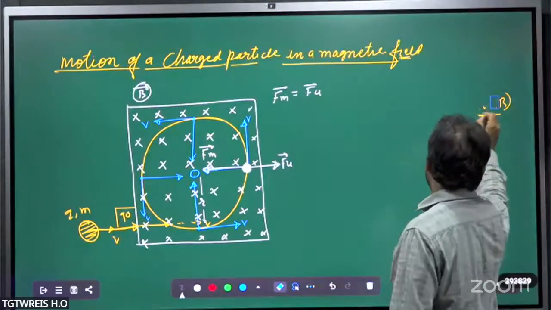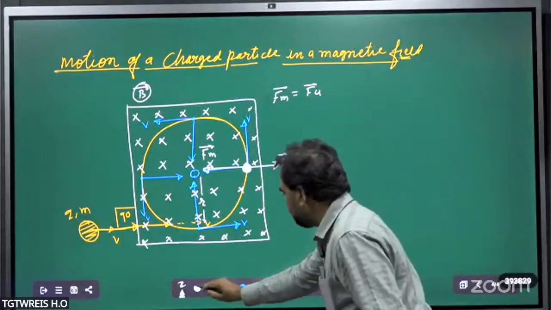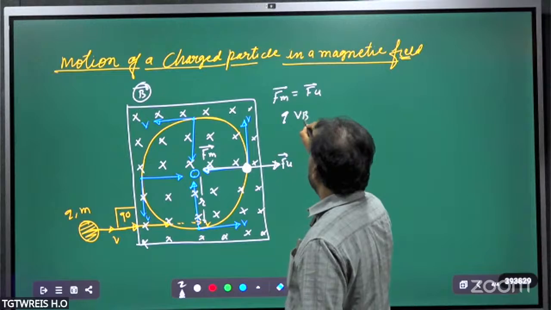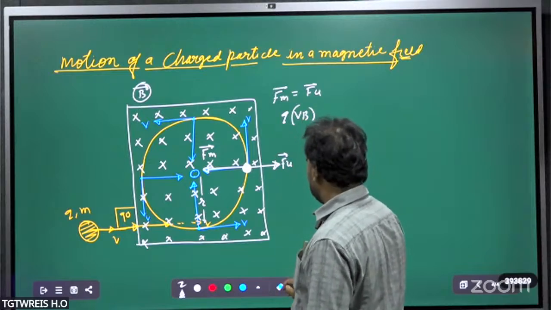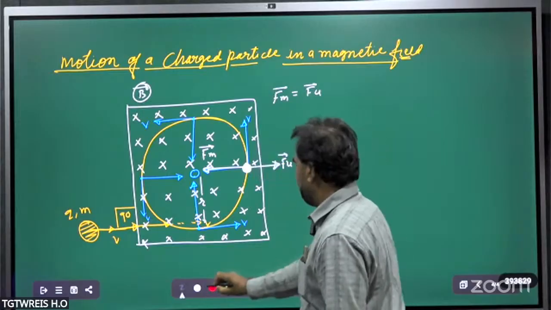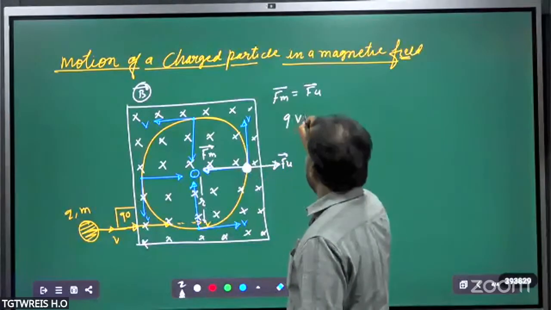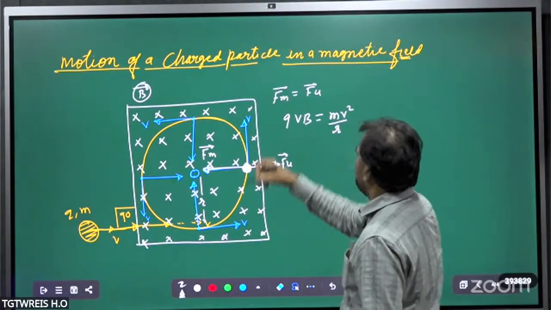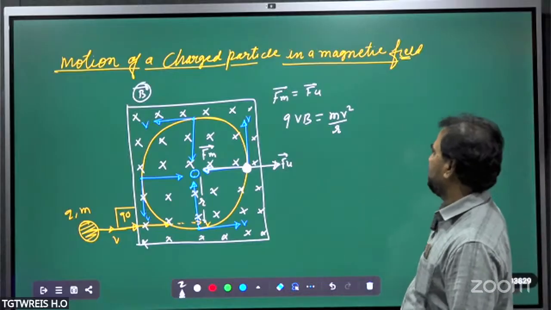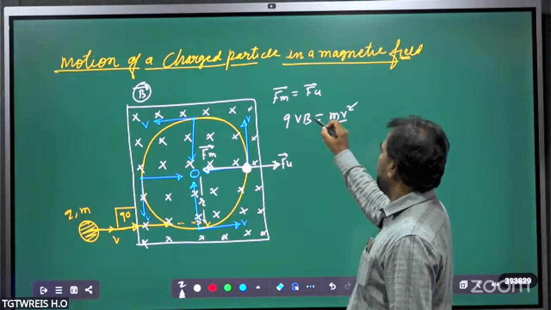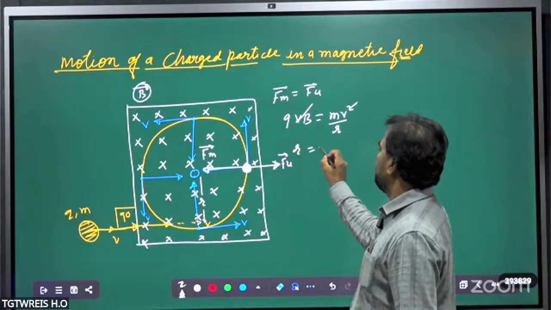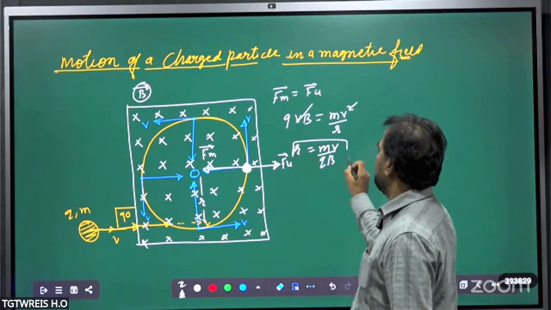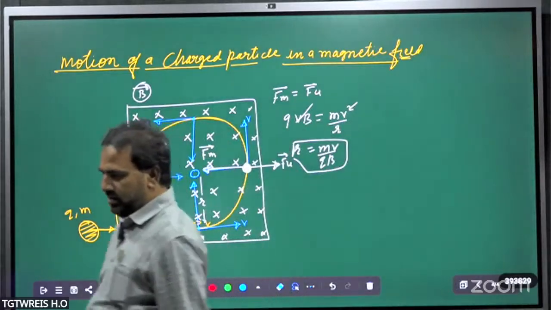Therefore, what is the magnetic force? F is equal to QVB, which we already know. QVB is equal to mv square upon r, since the centrifugal force is equal to mv square upon r. On both sides, what will get cancelled out? V will get cancelled out. Therefore, r is equal to mv upon qB. This is called the radius of the path of the charged particle.